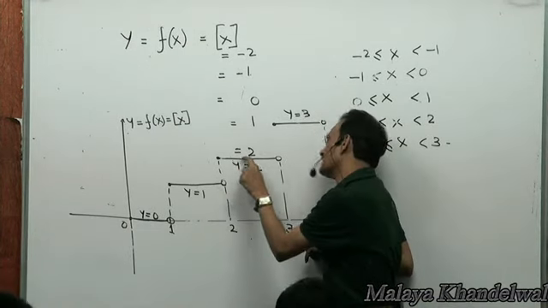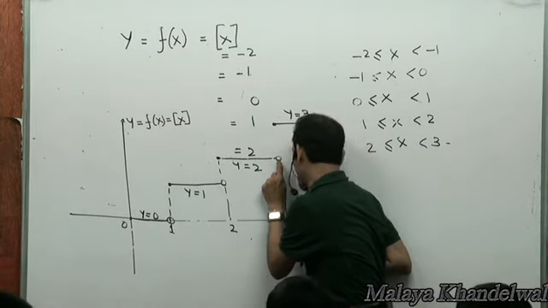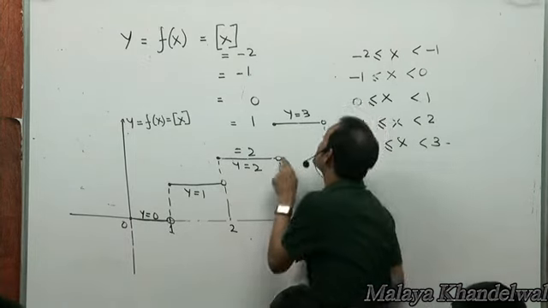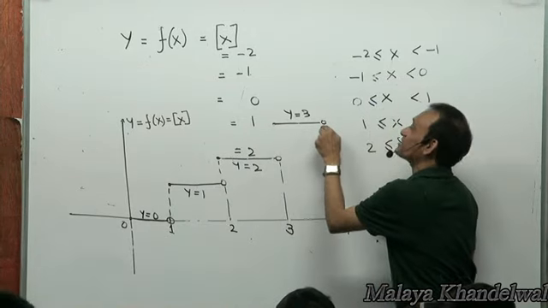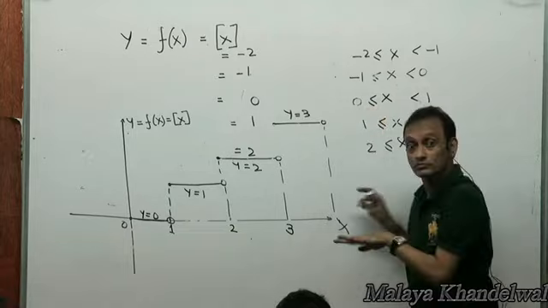The function was going fine as y equal to 2 all along. The moment it encountered 3, it jumped to 3. And then for a while it was steady at 3. It remained 3. But at 4, it jumped to 4, remained 4.